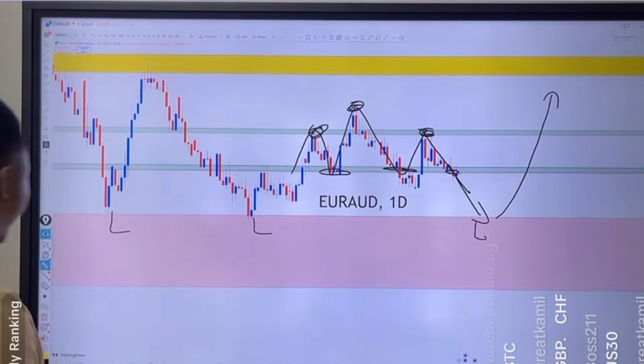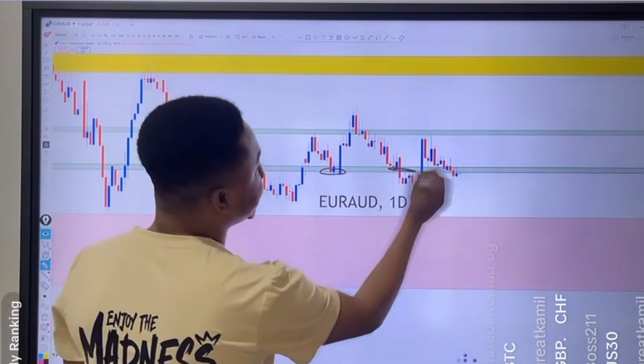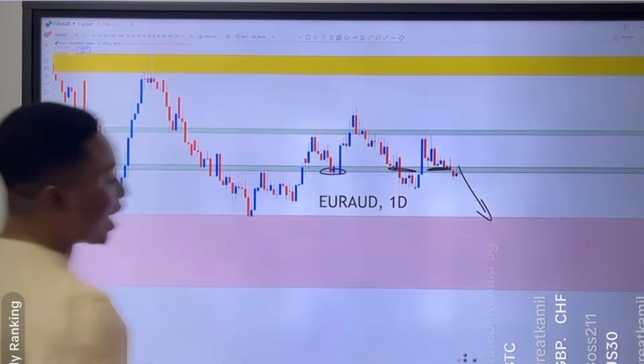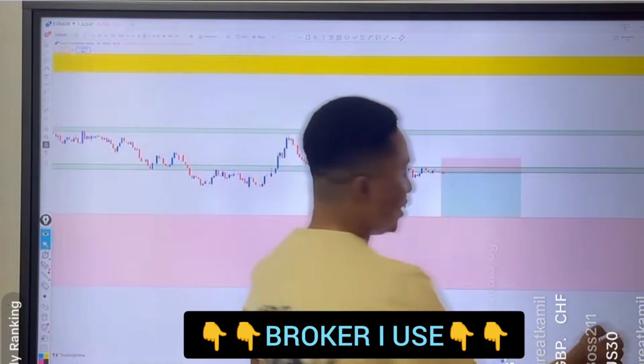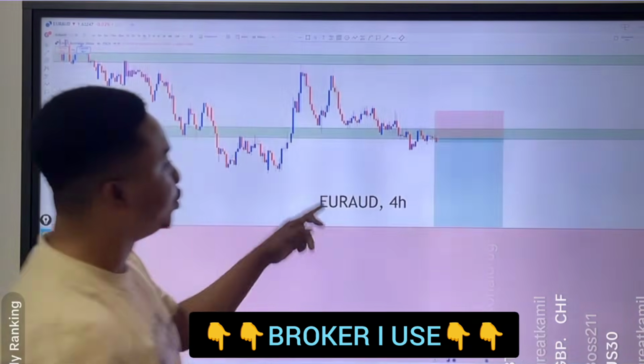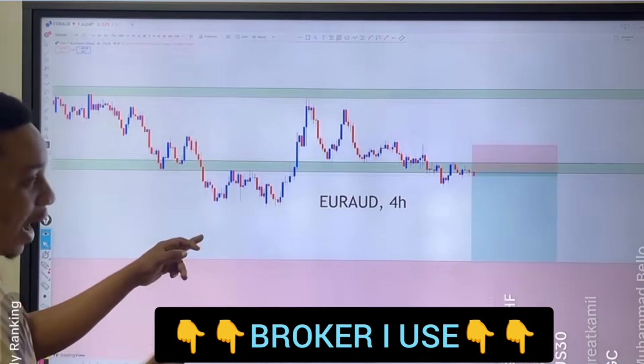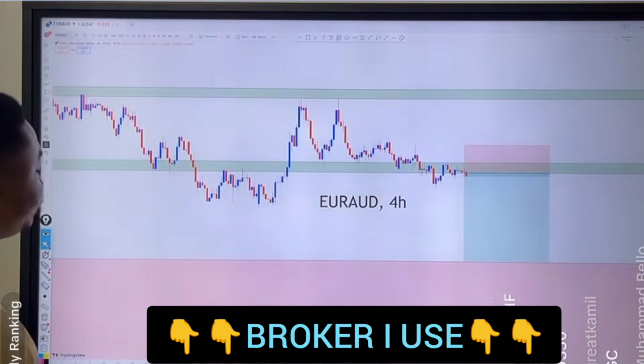So let's prepare for sales beneath the daily support to the downside as we take it over to the 4H time frame. This is the 4-hour time frame of the EUR AUD. Now the 4H price is in a downtrend supporting the entry that we are looking for.